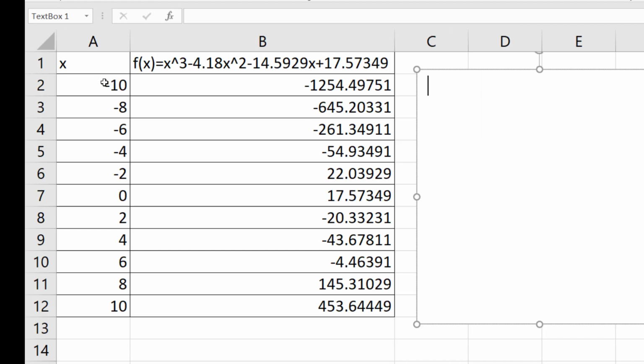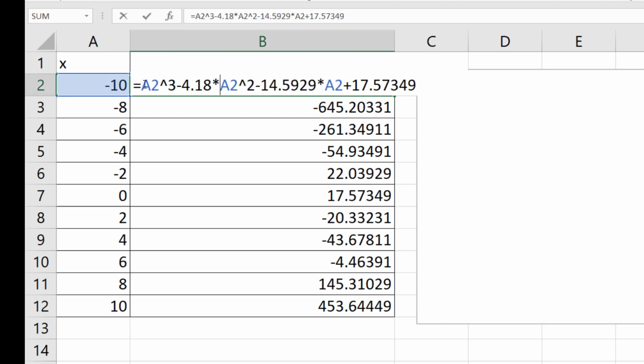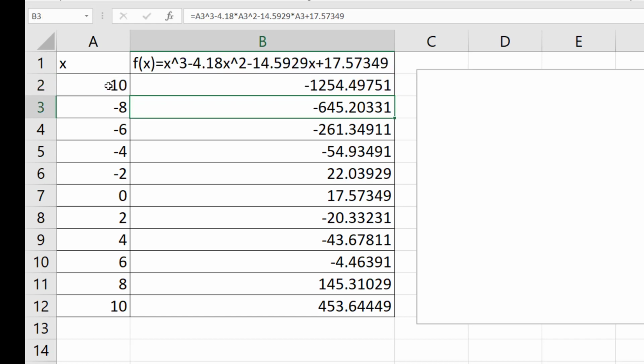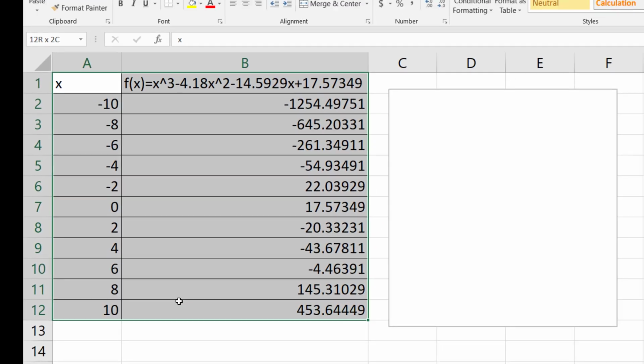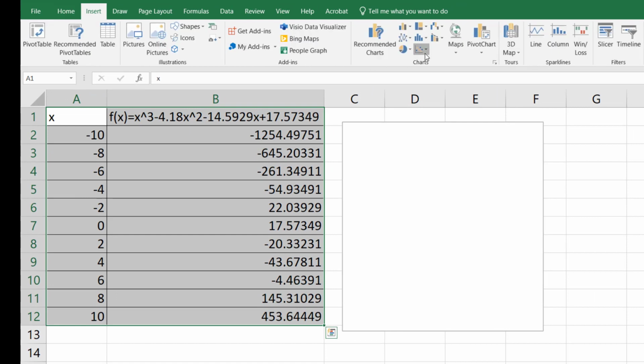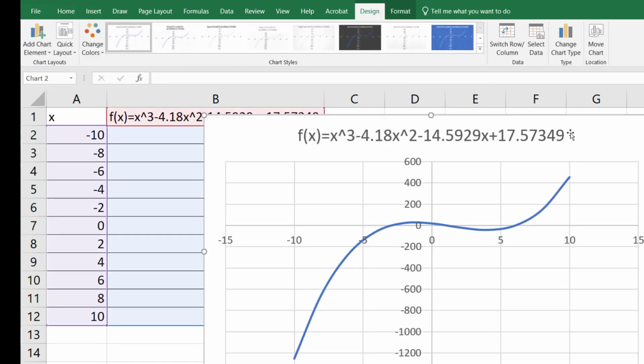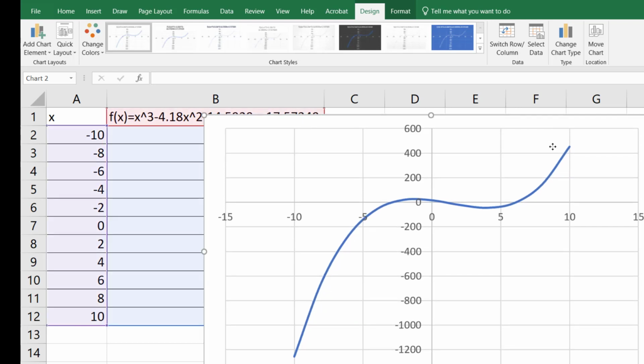In Excel, I have already created the input-output table spanning from x is -10 up to positive x is 10. And I've put the y values in using an equation. I wrote the function in Excel. Y value is equal to this cubic function where it pulls the x values from column A. I'm going to go ahead and highlight that and insert a smooth line graph. There it is. So this indeed does look like a cubic function.